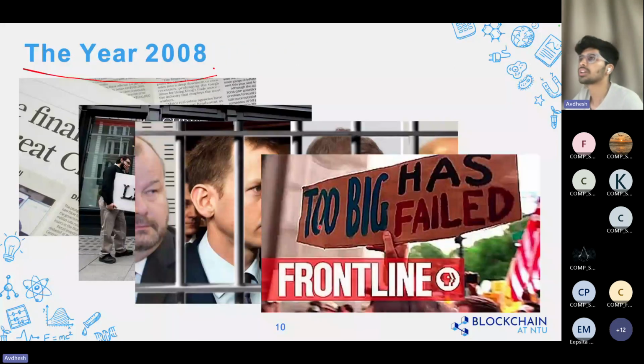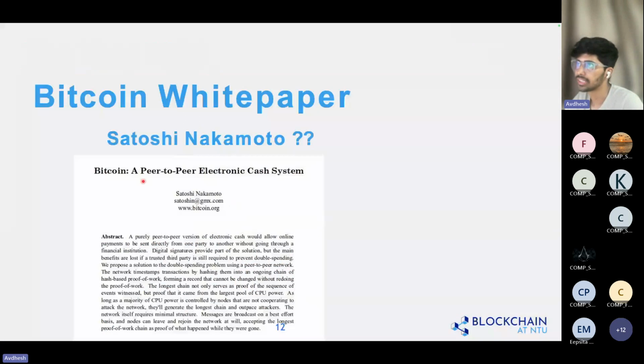So this was in late 2008, I guess, where Satoshi Nakamoto, a very secretive person, I would say, published a paper on the internet, which was called Bitcoin, a peer-to-peer electronic cash system. We don't know who Satoshi Nakamoto is, right? We don't know anything about him. He has no digital footprints. We legitimately don't know who this person is.